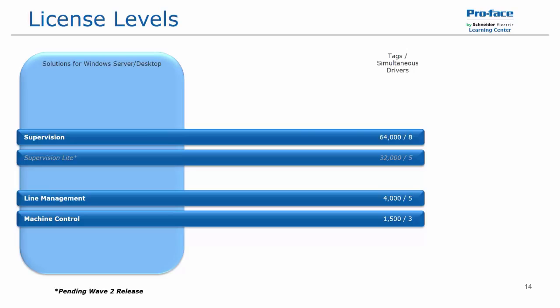This is the maximum number that is included. So for example, the machine control or 1500 tag license, you can have 3 unique drivers configured inside of your application. And then all the way up to the supervision, which is 8.